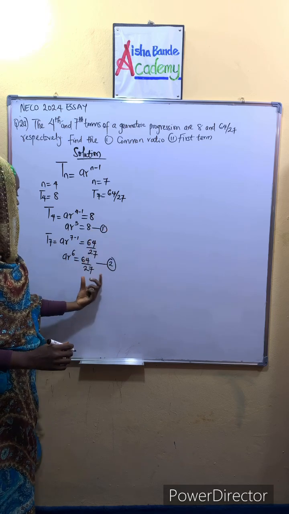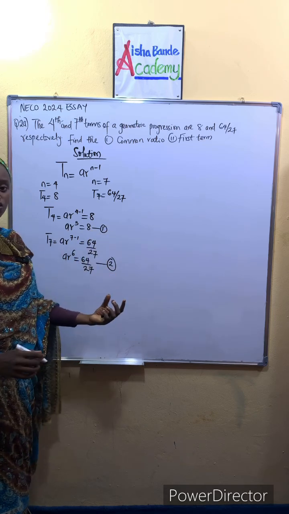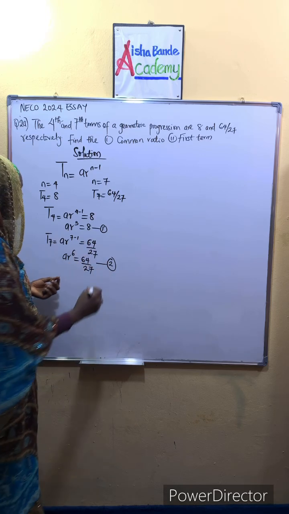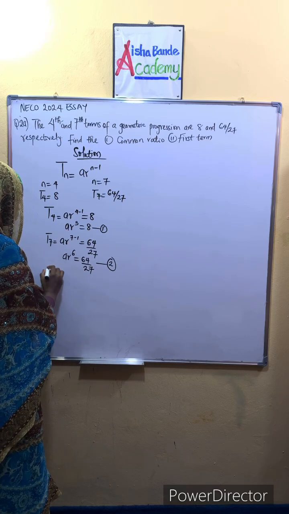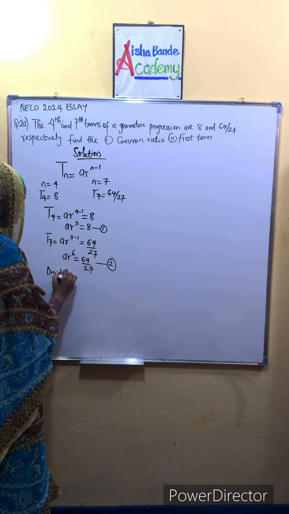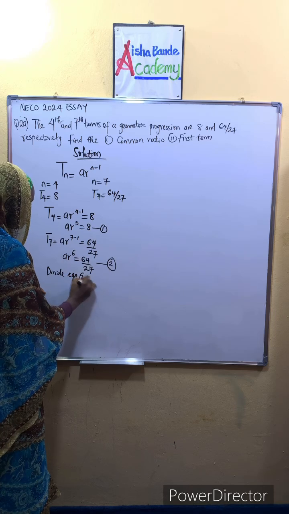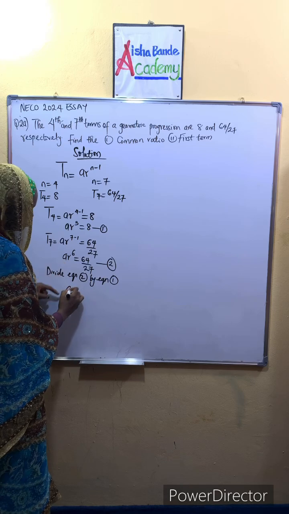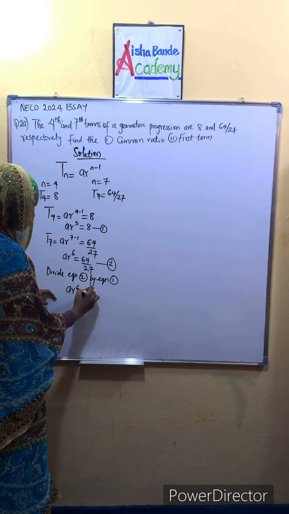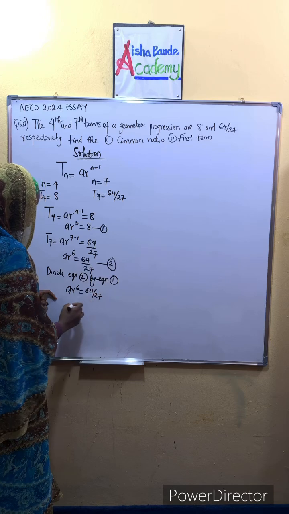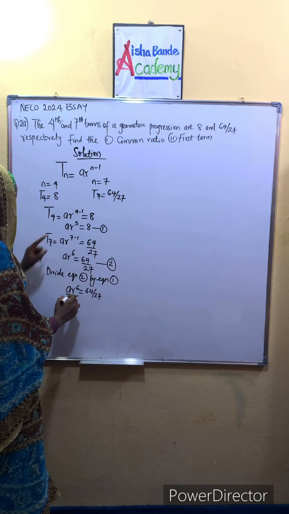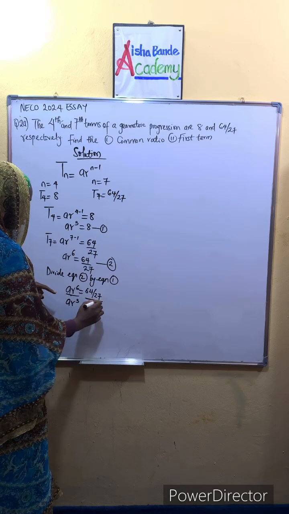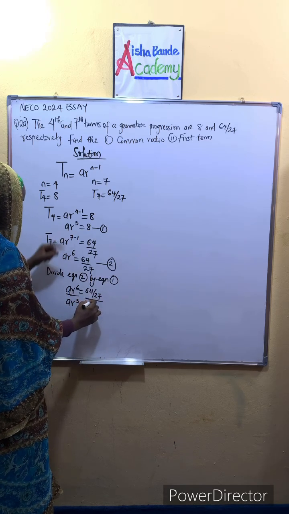What we do at this point is for us to solve the two equations and get the value of r. So from here, all we need to do is to divide equation 2 by equation 1. So this becomes equation 2, which is ar raised to the power of 6 is equals to 64 over 27, divided by equation 1, which is ar raised to the power of 3, which is equal to 8.